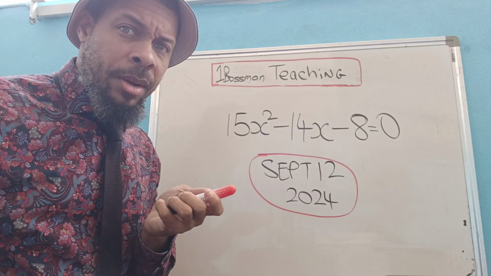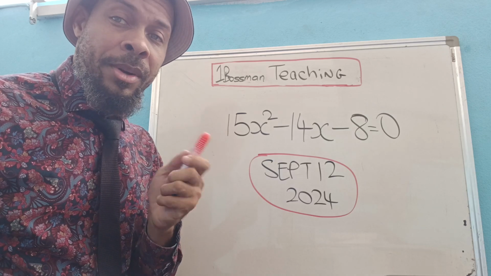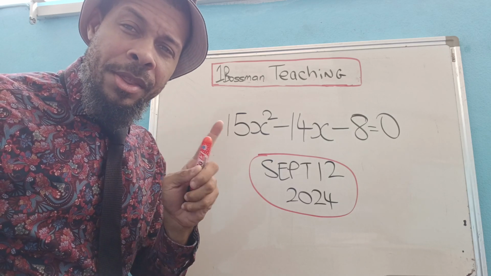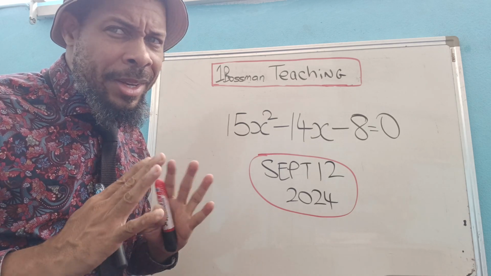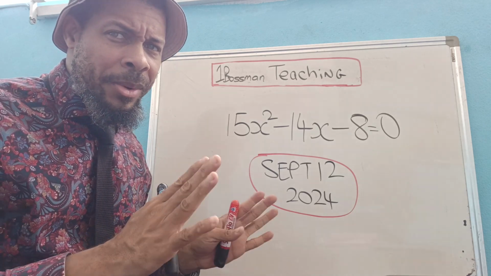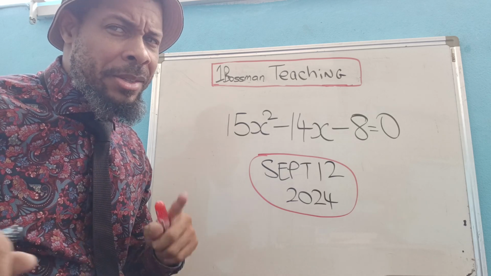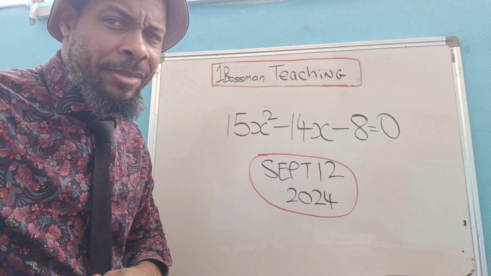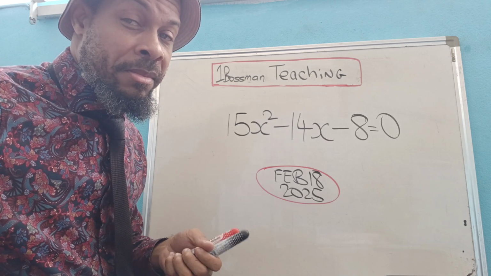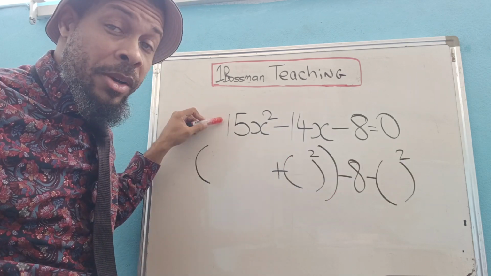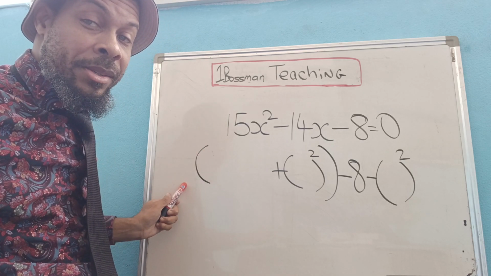So, on September 12th, 2024, I made a video about completing this particular square. But this time, let's see if I can do it and eliminate all of the blunders and mistakes. Let's see. So today is February 18, 2025. Yeah. So first, we bring the 15 outside like this.